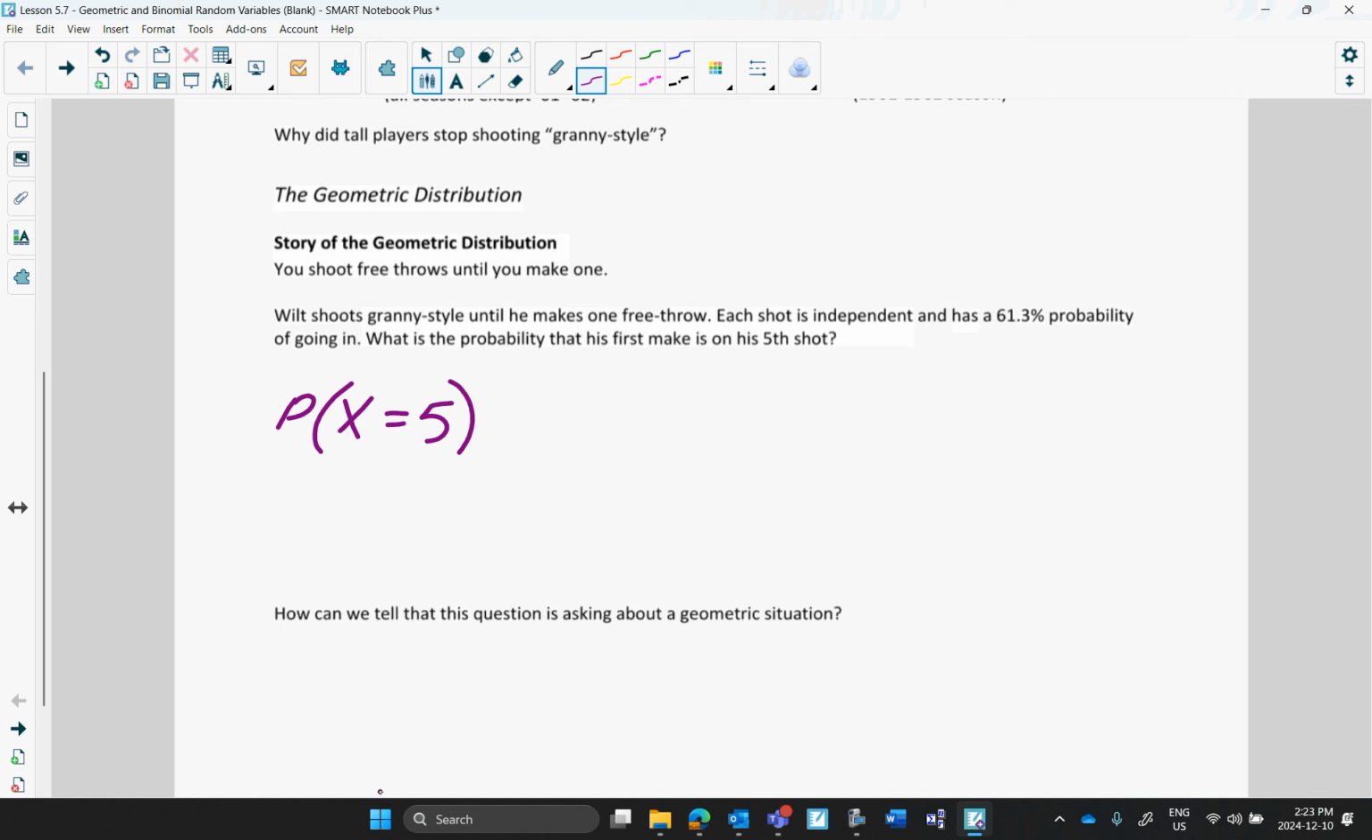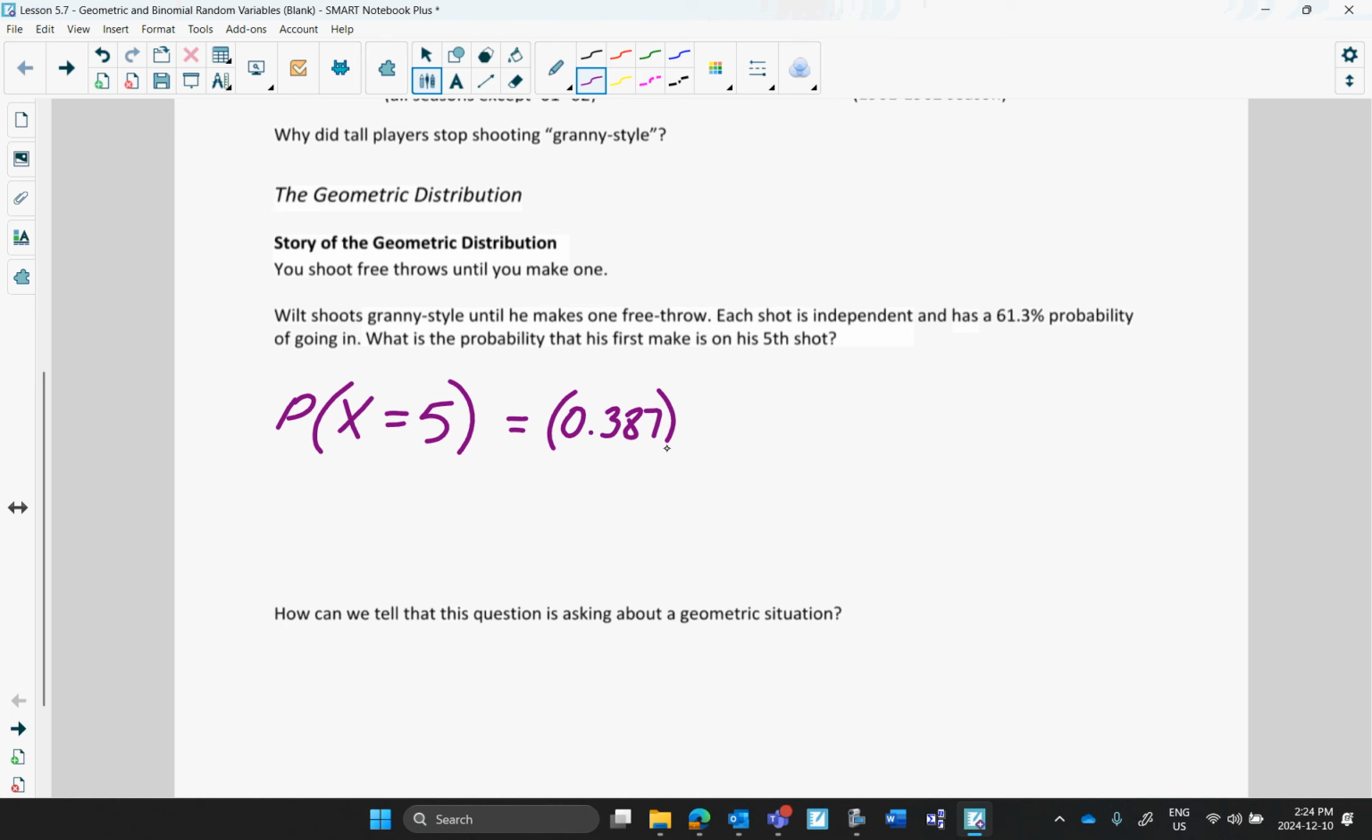Okay? So think about what you know about probability. He's not making it until the 5th. So what's the probability that on the first one he misses? 0.387. I'm going to write it as a decimal, because when we do calculations, we don't use percent, we use decimal. So that's the probability that he misses on the first one.